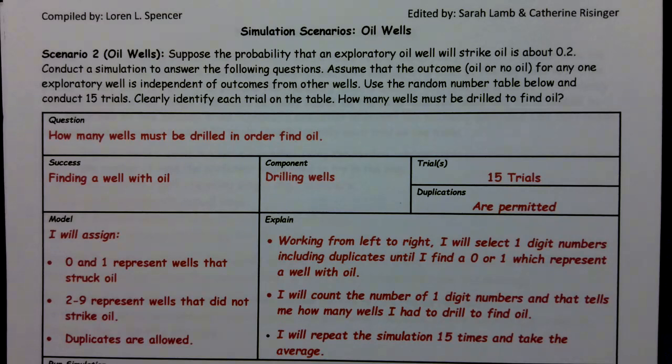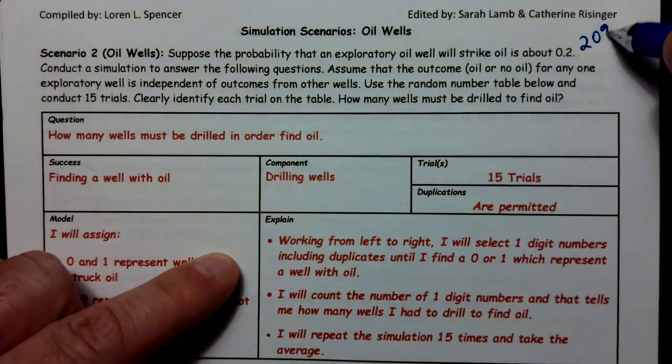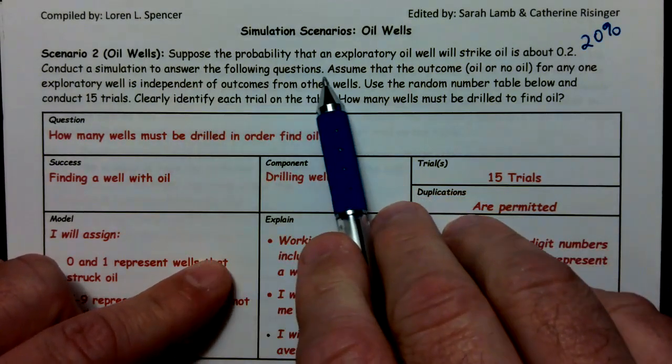So suppose the probability an exploratory oil well will strike oil is about 0.2. Now 0.2 means it's happening about 20% of the time. That's what that means. Conduct a simulation to answer the following question.